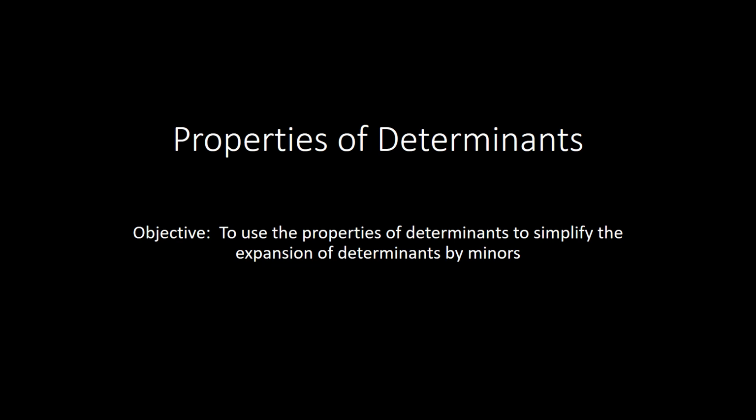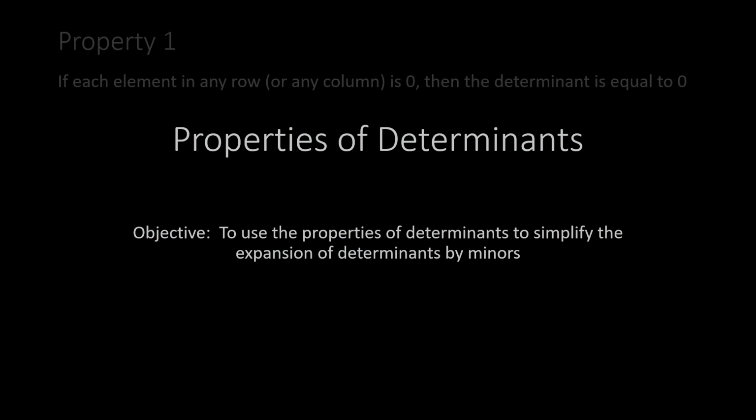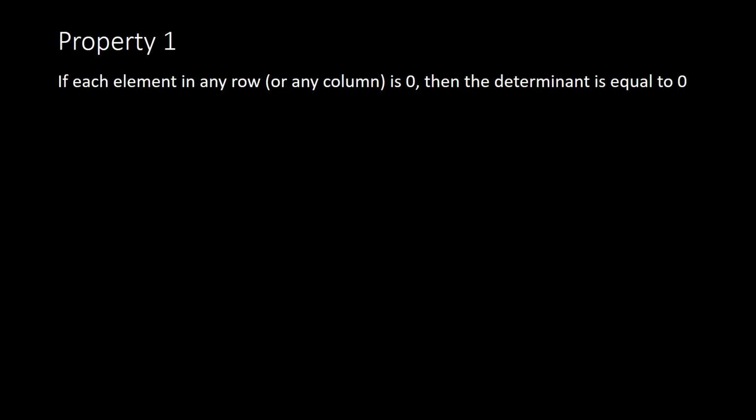In this lesson, we will learn to use the properties of determinants to simplify the expansion of determinants by minors. Property number 1 says if each element in any row or column is 0, then the determinant is equal to 0. So for example, here we see this entire first row is all zeros. So if I find the determinant of this, we'll find that the determinant is equal to 0.